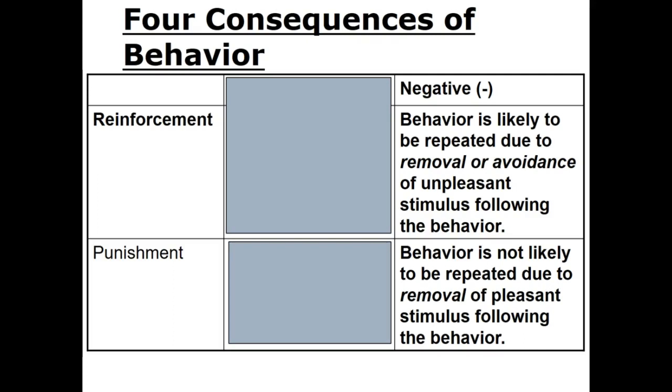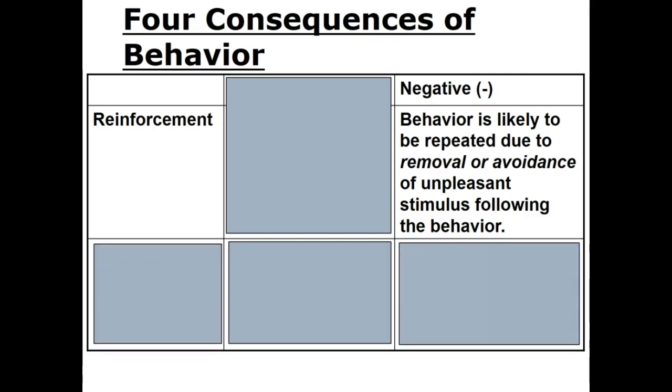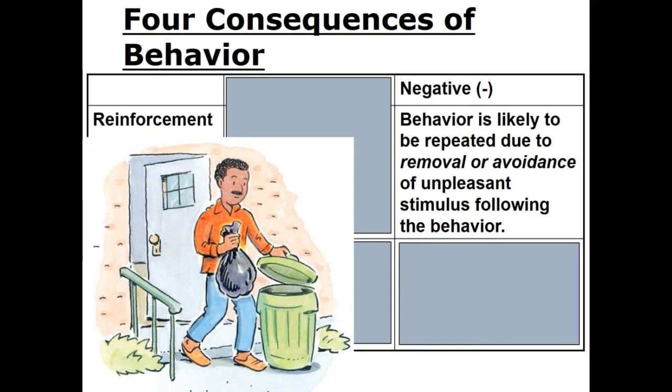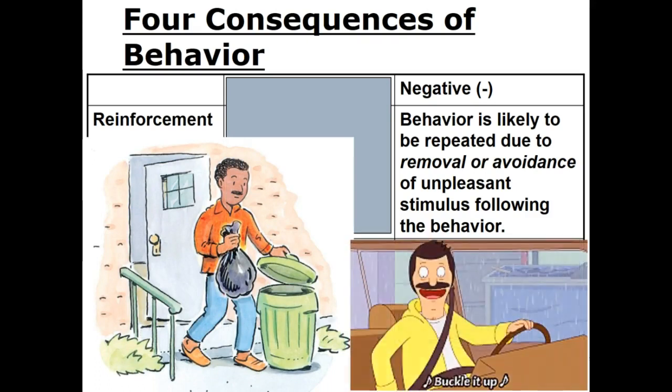With negative reinforcement, behavior is likely to be repeated due to removal or avoidance of an unpleasant stimulus. We take out the garbage in order to avoid it smelling up the house. We buckle our seatbelt in order to stop that annoying buzzing sound.